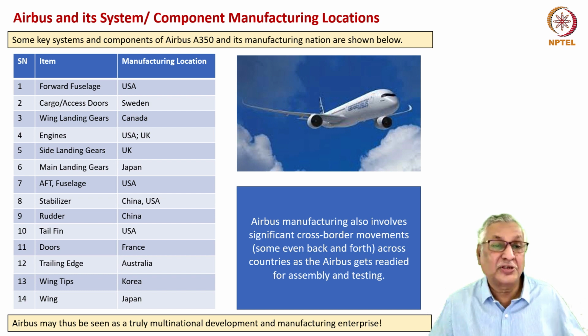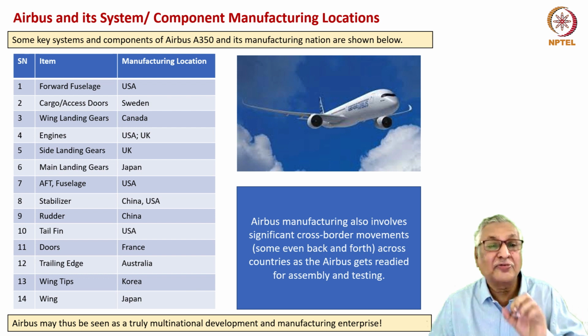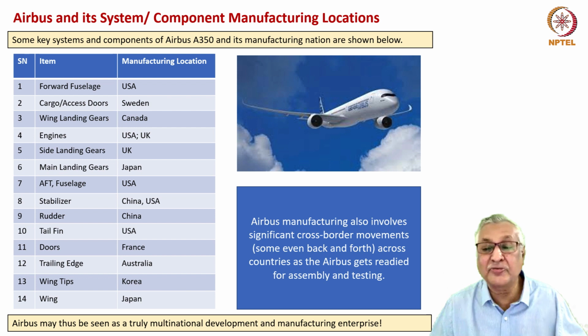I talked about Airbus being in the regional globalization mode. Similarly, I talked about Apple. Let's look at the example. Airbus is a collaborative pan European effort. When you look at Airbus and its system component manufacturing locations, you have this important piece of information. I have taken 14 items and their manufacturing locations. You can see that countries such as USA, Sweden, Canada, UK, Japan, China, France, Australia, and Korea participate in the manufacturing of these important components of Airbus.